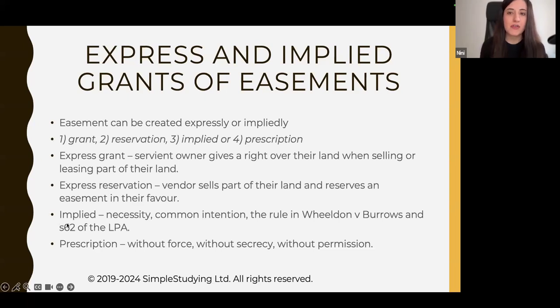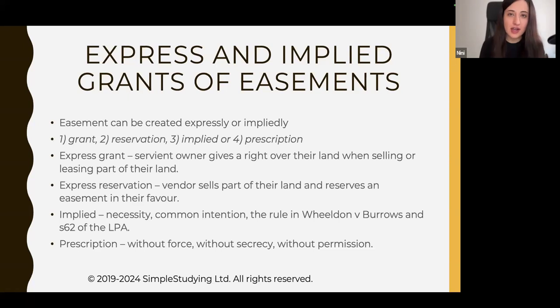Implied. What are possible ways of creating an implied easement? Necessity, common intention, the rule in Wheeldon v Barrows, and section 62. It's very easy to fall into the necessity trap because anything can appear necessary. But necessity is only about landlocked properties. For example, if the property is landlocked, which means that it doesn't have access to the main road, in that case, it would be necessary to have an easement.